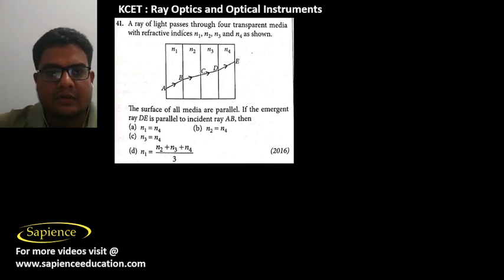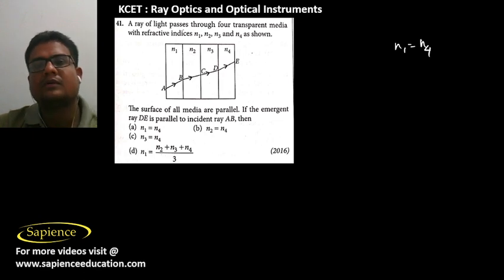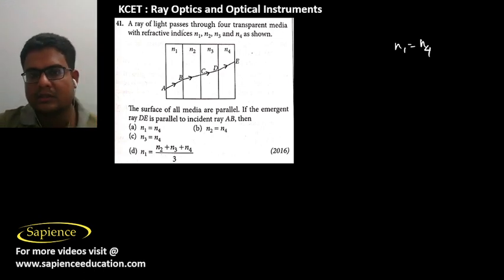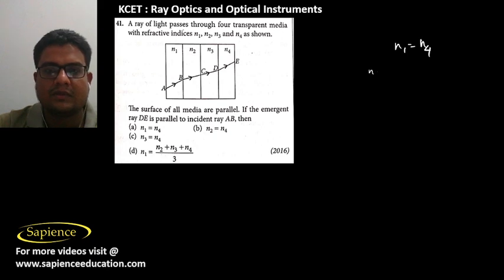If the emergent ray DE is parallel to the incident ray AB, then n1 is equal to n4. Simply, it means that when the refractive indices are the same, then the angle of incidence will be equal to the angle of refraction. So if we apply Snell's law, n1 is equal to n4. Option A is the correct answer.